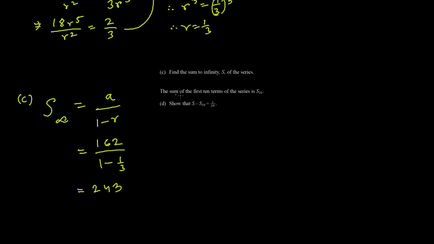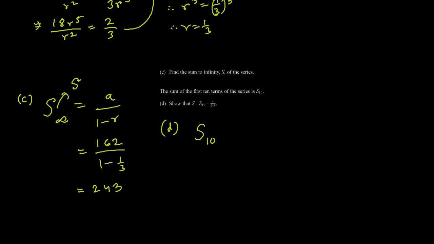Next, the sum of the first 10 terms is S10, and sum to infinity is S. They're giving the symbol S for sum to infinity. For some reason, in this particular question it doesn't really matter. So we have to find the difference between the sum to infinity and the sum of 10 terms. So let's do question number D. First, since we already know sum to infinity, let's find the sum of 10 terms.